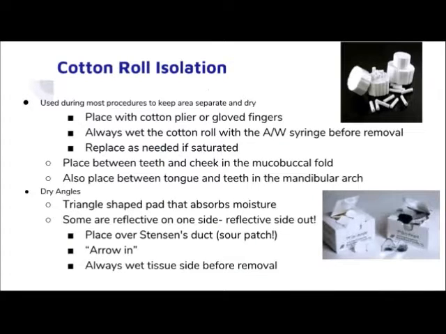Cotton rolls are one of the most popular ways that we isolate or keep our teeth separate. Cotton rolls go into the vestibule, which means that they go between the lips and cheeks and the teeth. We want to place these sometimes over Stenson's duct, which is the duct that the parotid gland drains into the mouth up here, the Sour Patch Kid one. So we'll place a cotton roll there to absorb moisture. Dry angles can also be placed to absorb moisture there. Dry angles are triangle-shaped pads that absorb moisture.